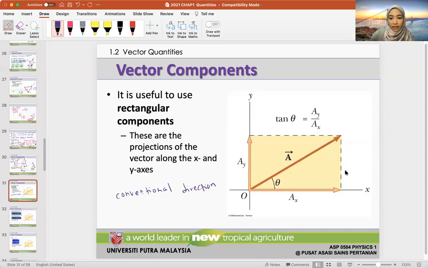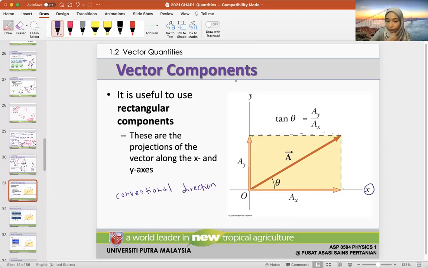Alright. So it is useful to use rectangular components. A vector that is broken down into its ax and ay is called rectangular components. Why? Because if you try to connect them, they look like a rectangle. So it's called rectangular components, or you can just call it components. These are the projections of the vector along the x and y axis. As you can see, ax is along the x-axis and ay is along the y-axis.